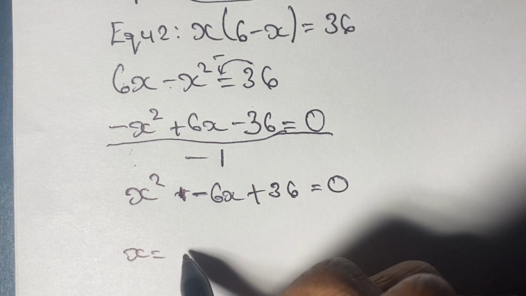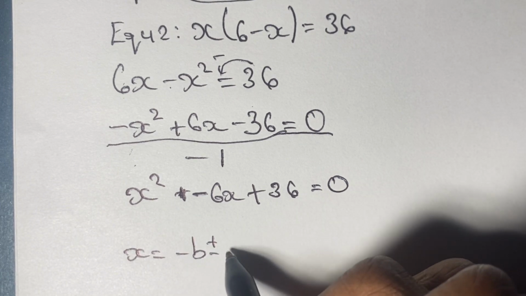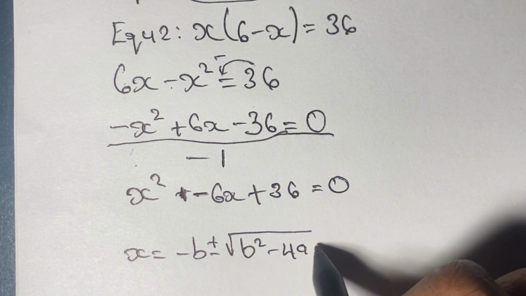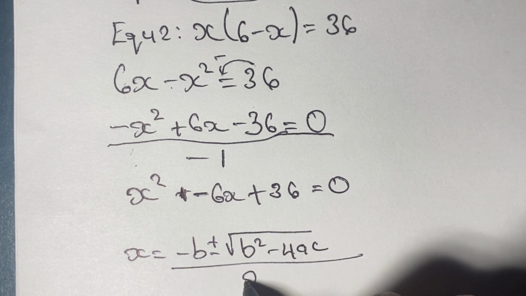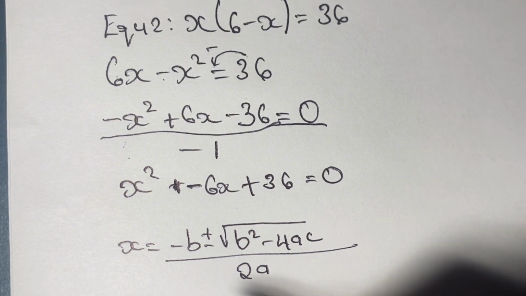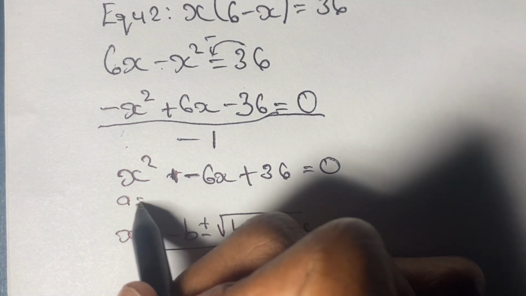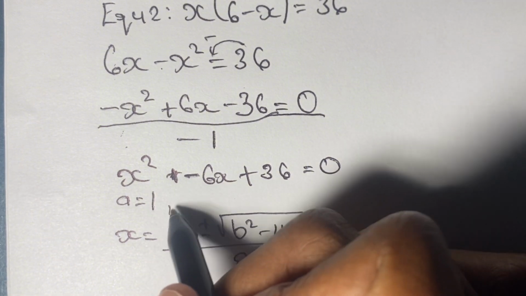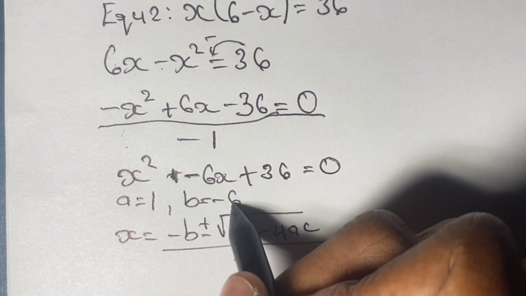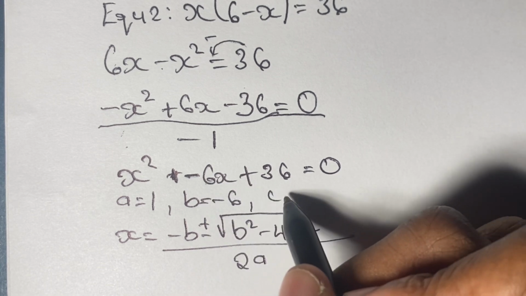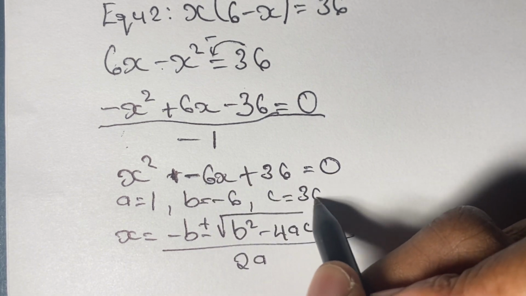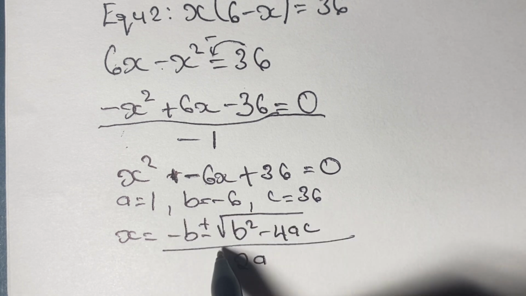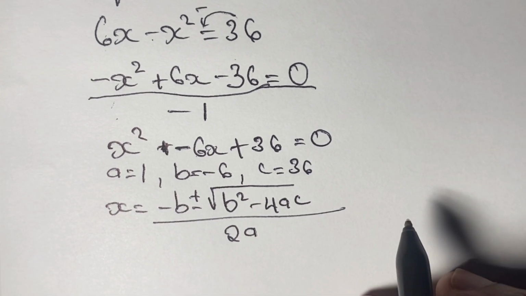And then we find the value of x, where we use our quadratic formula, where x is equal to negative b plus or minus the square root of b squared minus 4ac all over 2a. In this case a is equal to positive 1, our b value is going to be negative 6, and the value of c, which is our number term, is 36. So all we have to do is plug in the values of a, b and c into our equation. So let's go ahead and do that.